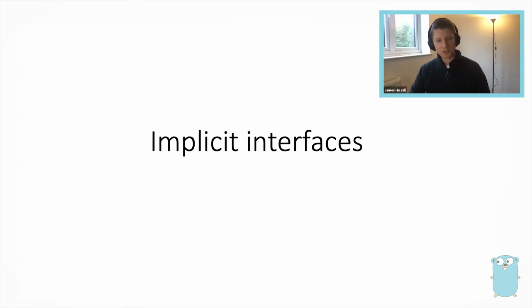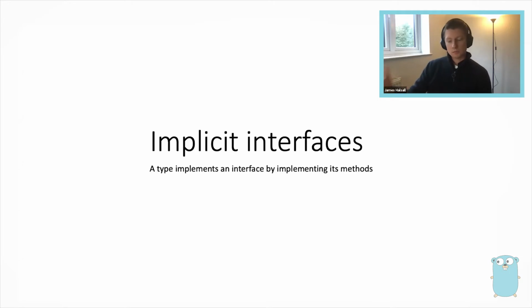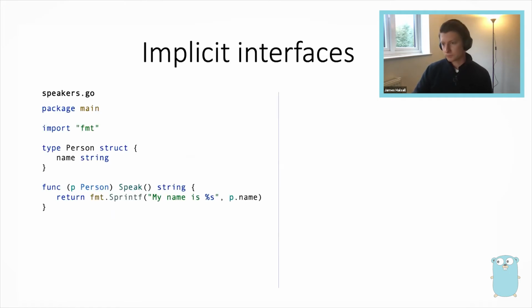Now, I think this is my favorite feature of the language, and it's the way that it handles interfaces. So in a lot of languages like PHP, we have to explicitly declare that our type, or I should say our class, implements an interface. Now, this isn't the case with Go. In Go, you implement an interface literally just by implementing the methods, and you don't have to say explicitly that you implement that interface. And I think this is clearer by just looking at a code sample.